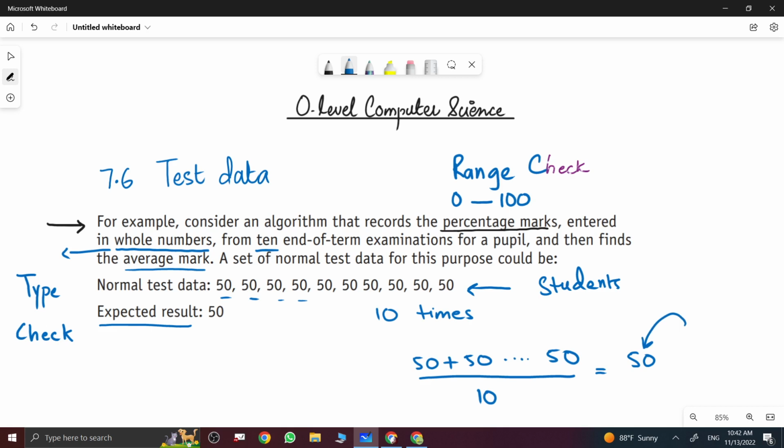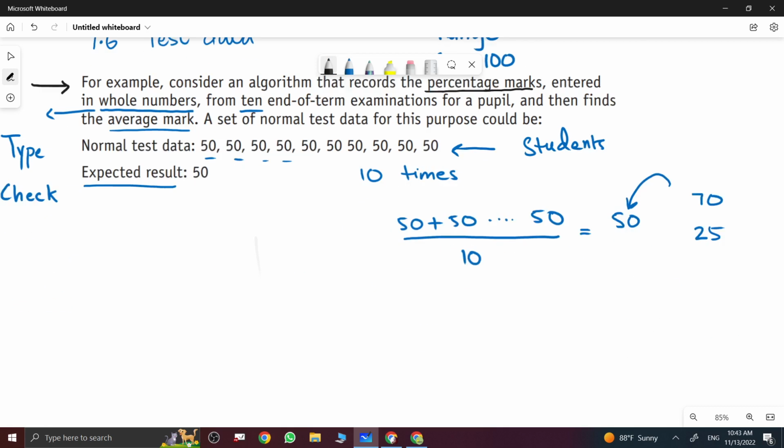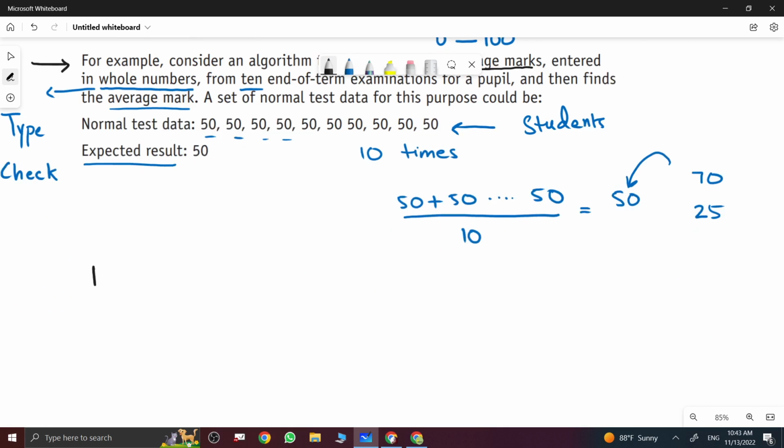But let's suppose there is an error in the algorithm and it gives you the result 70 or 25. Then there must be some error in the algorithm that you need to correct. This is how test data helps you find out if the algorithm is working the way it should or not. Now let's see another example of normal test data for this particular algorithm.